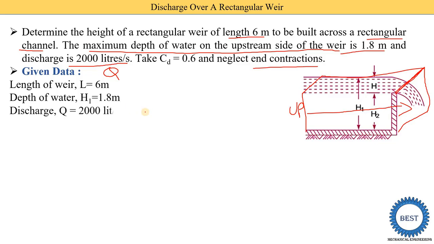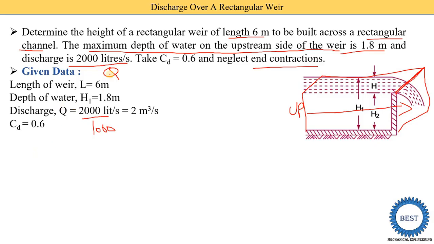Next parameter given is Q, that is discharge, 2000 liter per second, but we need to convert it into meter cube per second. In the last video we already discussed that. When we put L, H and G in terms of meter, then we get the Q in meter cube per second. Here it is given in liter per second, so we divide it by 1000. So we get the answer, it is 2 meter cube per second. Take Cd is equal to 0.6.